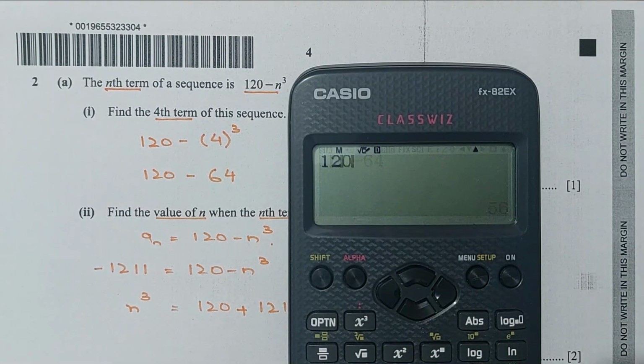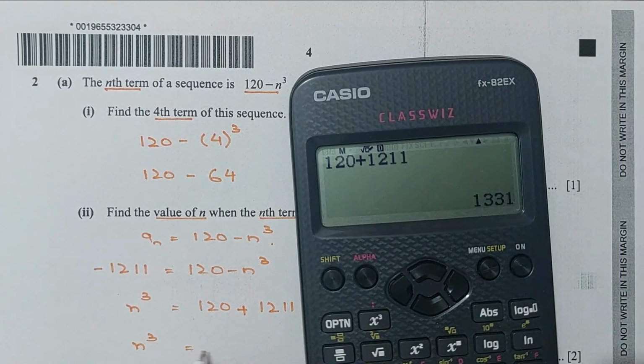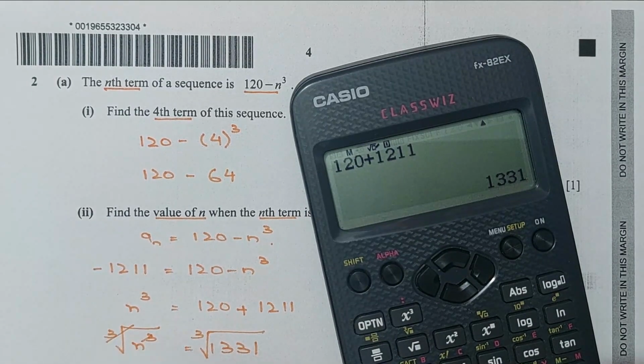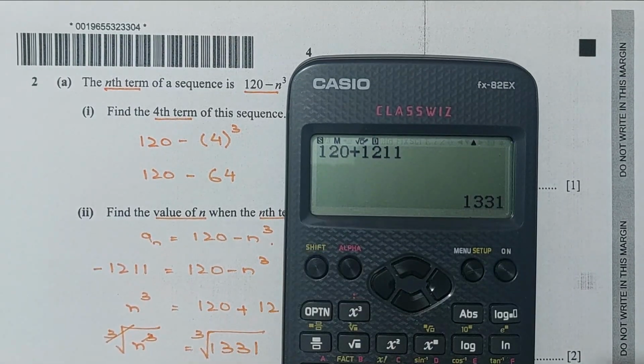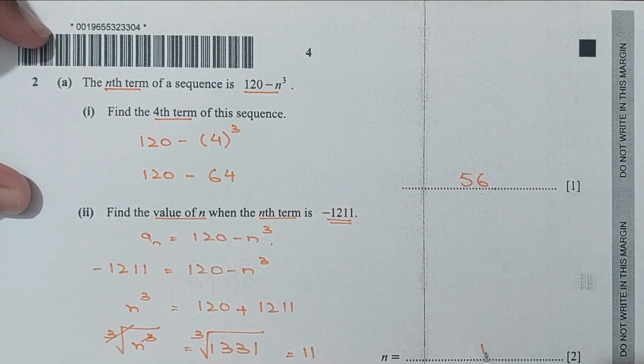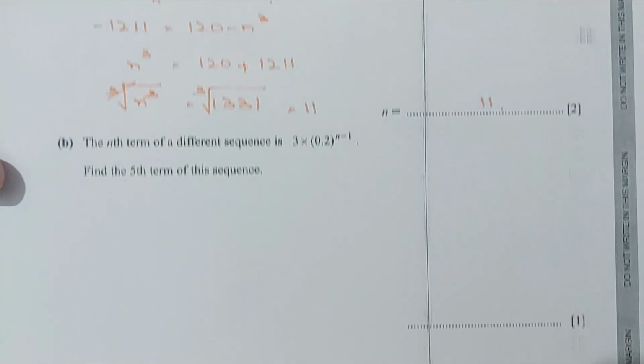120 plus 1211, n cubed is 1331. Taking a cube root on both sides to solve for n, the cube root of the answer is 11. This is equal to 11. So at the 11th term, its answer is this.